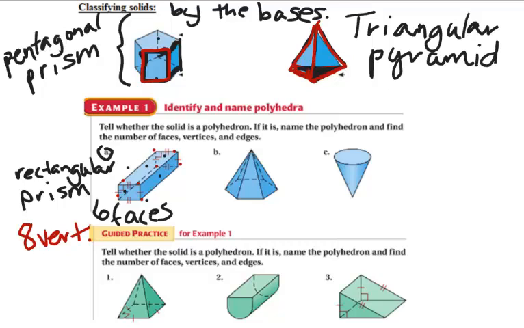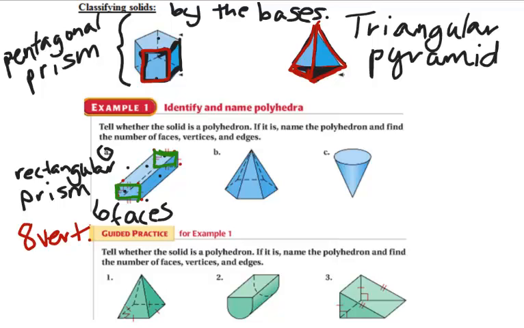And then edges. We'll go with green for edges. So around the front, 1, 2, 3, 4 edges. And we're going to have the same 4 edges on the back side there. So I have 4 plus 4. So far I have 8.